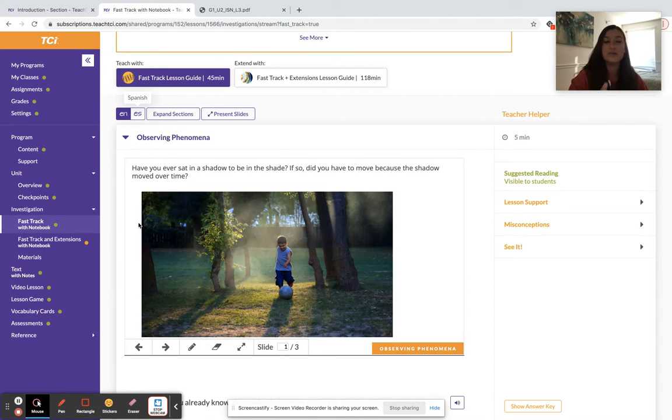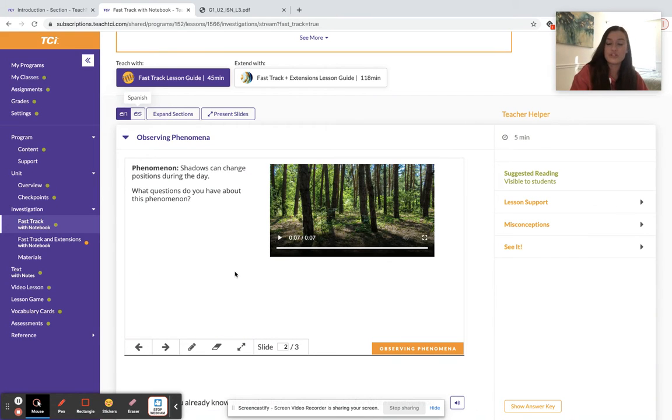So now I'm going to ask you a question. Have you ever sat in a shadow to be in the shade? If so, did you have to move because the shadow moved over time? You might be thinking, well, I guess I never thought about that. Or you might be thinking, well, I never sat in the shadow that long where I noticed it had to move. But don't worry, we have a nice video to show you.